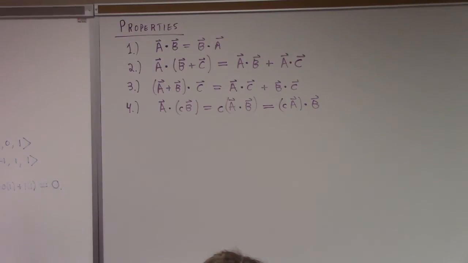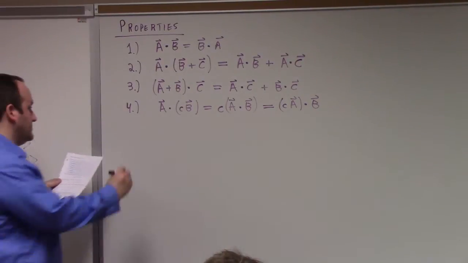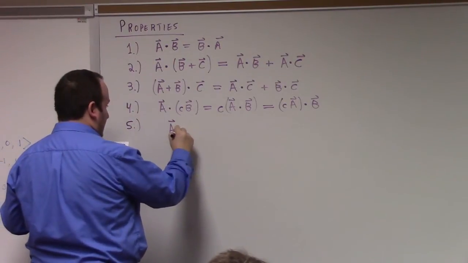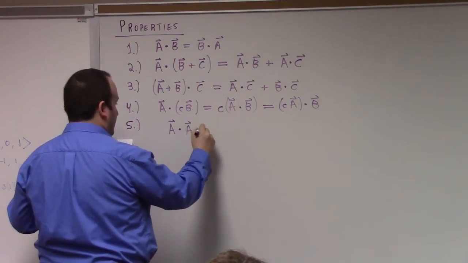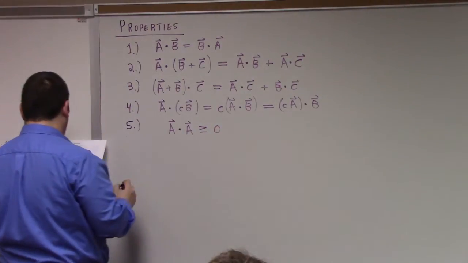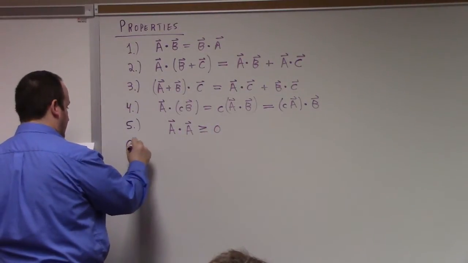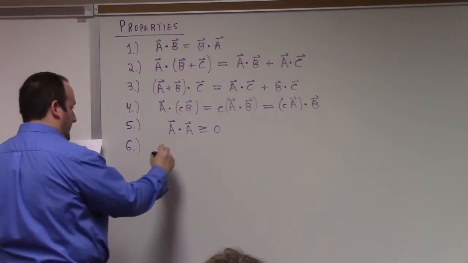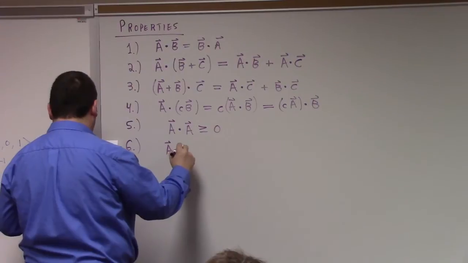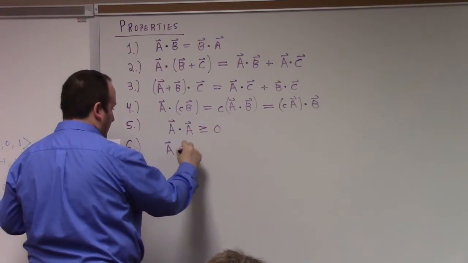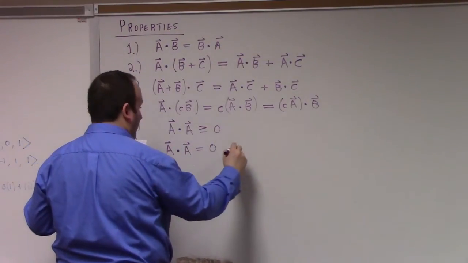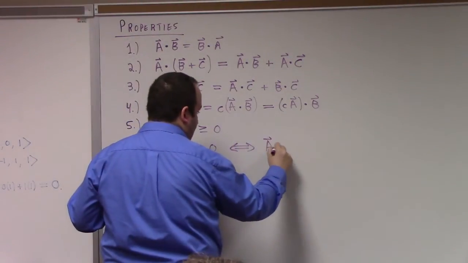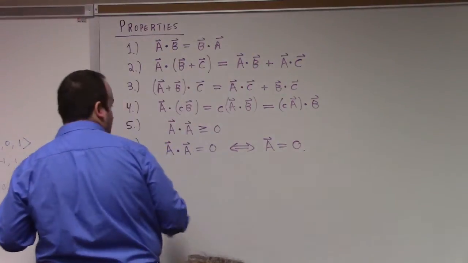All right. 5 is very exciting, although you may not appreciate why yet. A dot A is greater than or equal to 0. And 6, so this is the dot product of a vector with itself is non-negative. And finally, we have the no null vector property. A dot A equals 0 is true only if A is in fact the 0 vector. No null vectors.